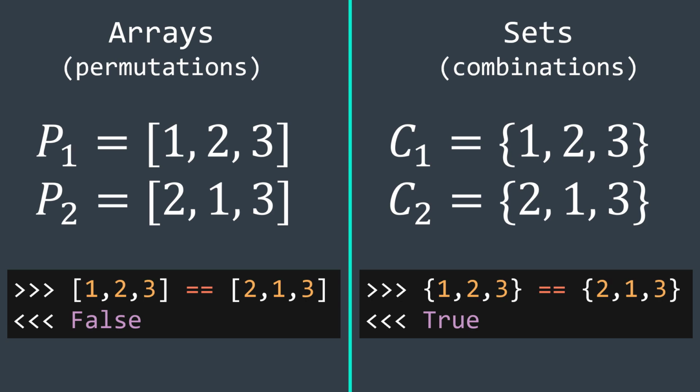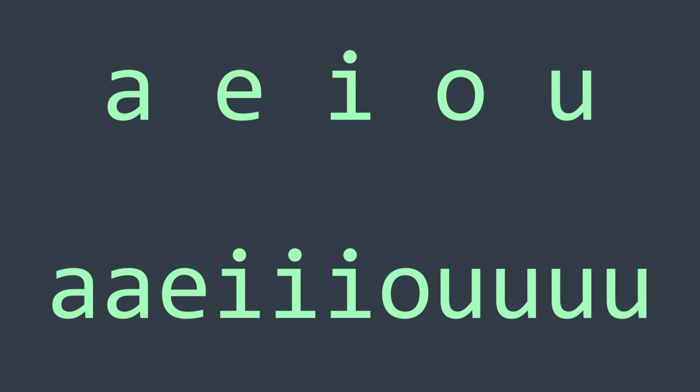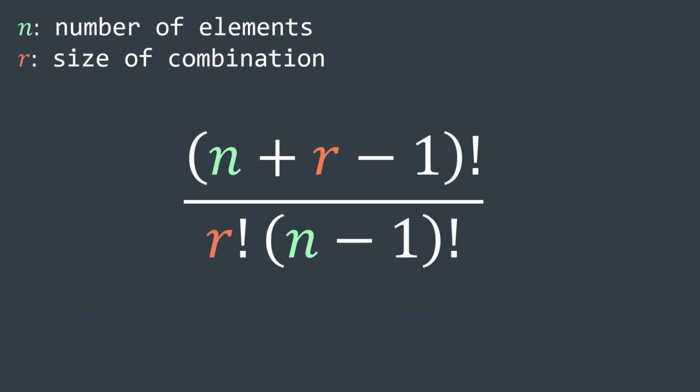Okay, but what does all this have to do with our problem? In reality, to form a vowel string of size n, we're taking n vowels from our 5 vowels with repetition. And we're searching for the number of combinations with repetition, so we will apply this formula. But before doing so, why combinations and not permutations?